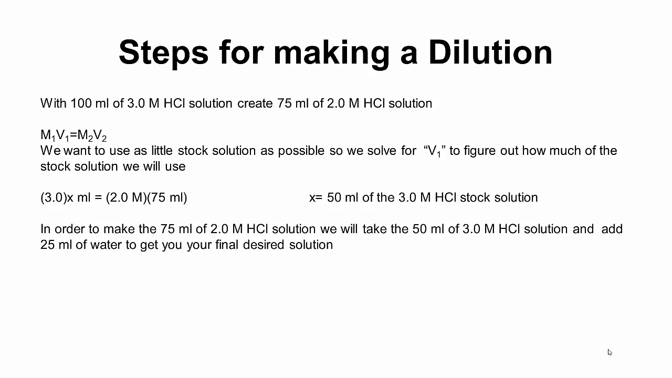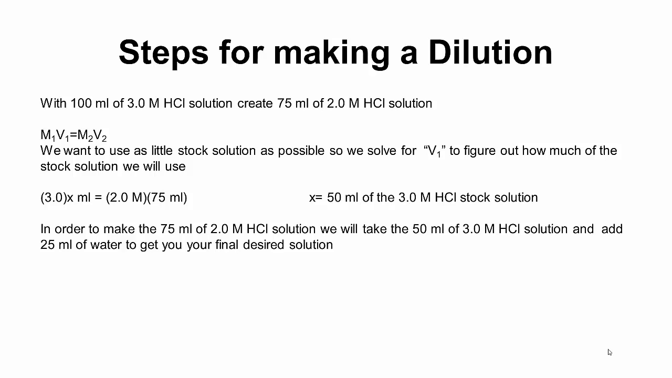So here are your steps for making a dilution. Your stock solution is 100 milliliters of 3.0 molar hydrochloric acid solution. Your dilution that you want to create is 75 milliliters of a 2.0 molar hydrochloric acid solution. You solve for V1 in this problem to figure out how much stock solution you will use and how much water you will have to add.